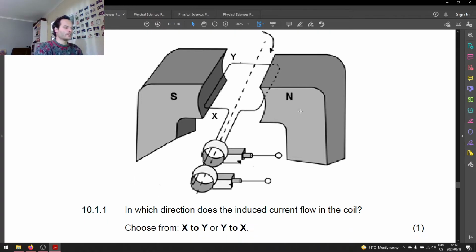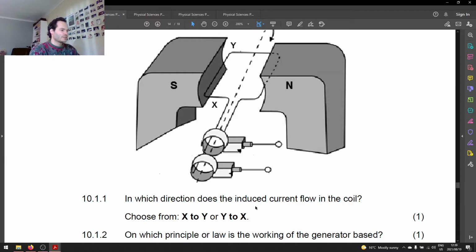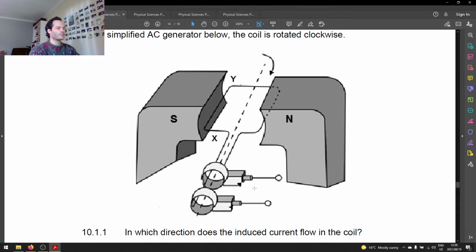All right. Then in 10.1.1, in which direction does the induced current flow through the coil, from X to Y or from Y to X? So here we've got a generator, so I use my right-hand rule. Just to remind you, FBI: direction of force, magnetic field, and current. I need to see which direction my current is going to flow. We can see the north pole of the magnet is on the right-hand side, south pole is on the left-hand side. Therefore, my magnetic field is going to be pointing towards the left.